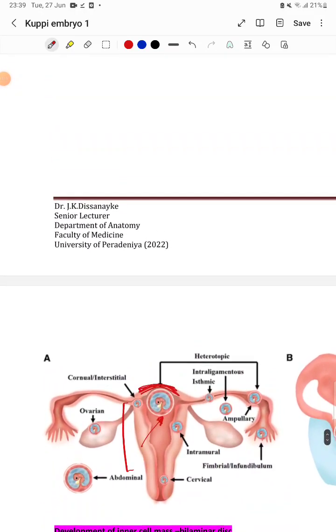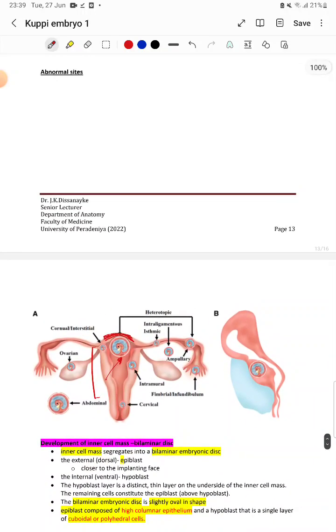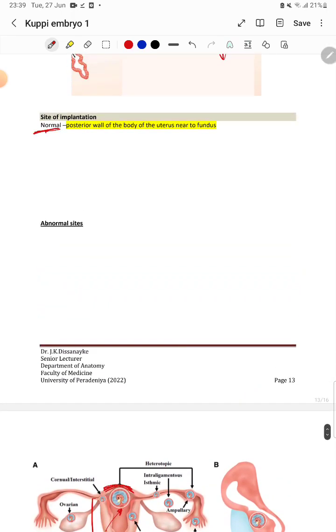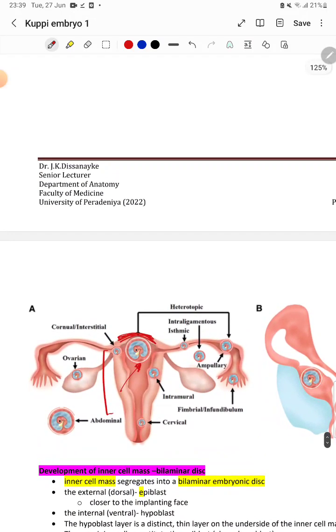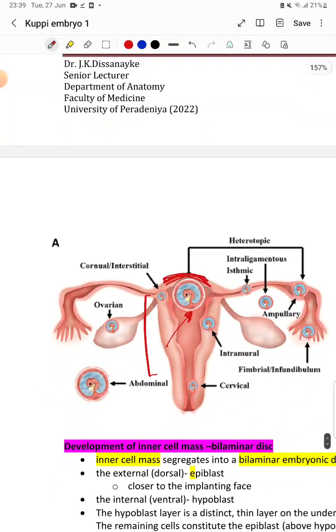A clinical correlation would be if you had implantation occurring outside the typical location that I mentioned earlier. So this is the normal location. If it were to implant itself somewhere else, that would give it the term an ectopic pregnancy. And basically it can happen in any of these situations.